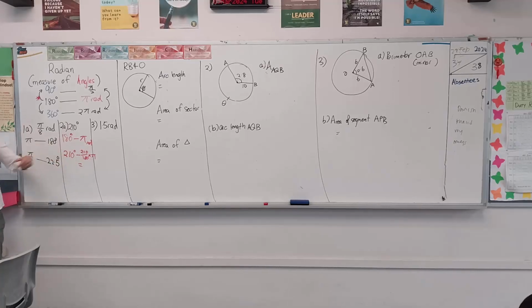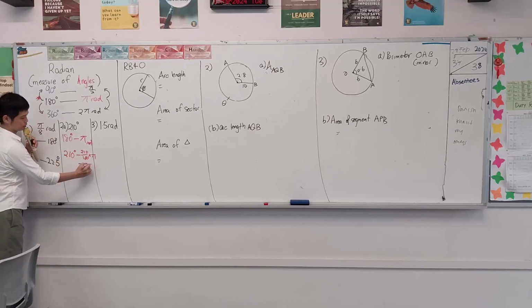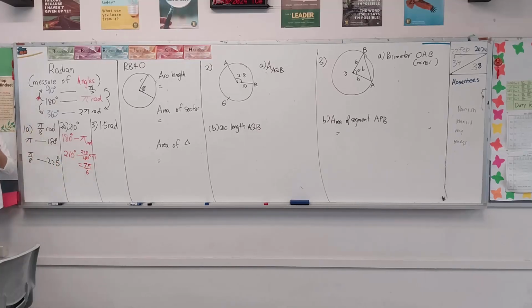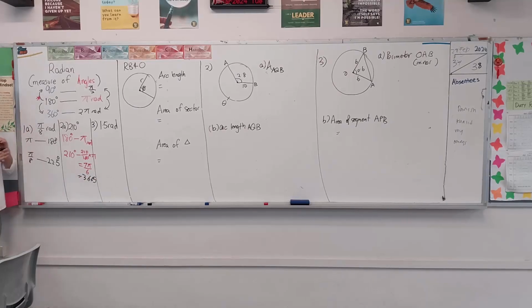Shall we practice that? You just press this part only. How many pi's do I have? Just press this part. 210 over 180. 7 over 6. 7 over 6, right? And the pi, you put it back. So I have 7 over 6 pi. 3.665. Okay, you can leave either in pi form or decimal.